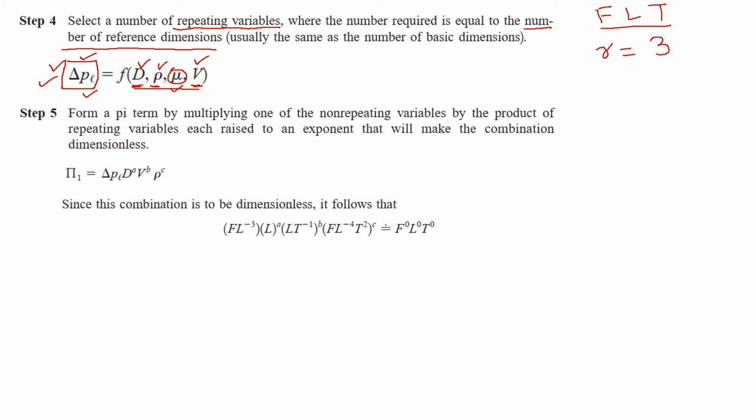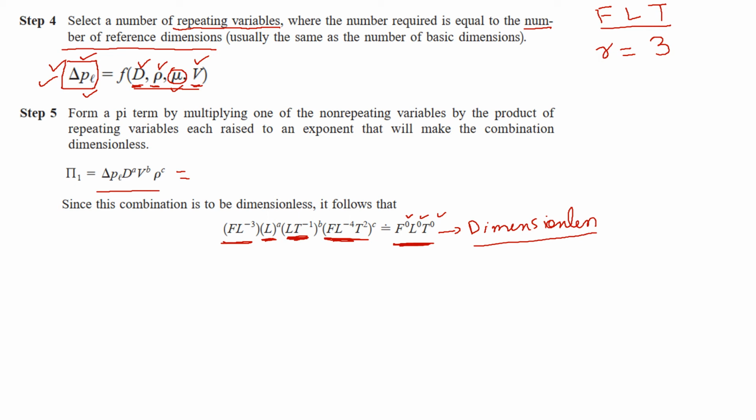We wrote the dimensions of each of these variables. This is the dimensions for pressure drop per unit length right here, then the dimensions of diameter, that is length, then the dimensions of velocity, then the dimensions of density, and equated them to a dimensionless entity. These are our reference dimensions, each raised to the power of 0, which makes this term dimensionless. We are forming a pi term that will be dimensionless, and by getting our values of A, B, C, we will be able to rearrange this pi term so it becomes dimensionless.